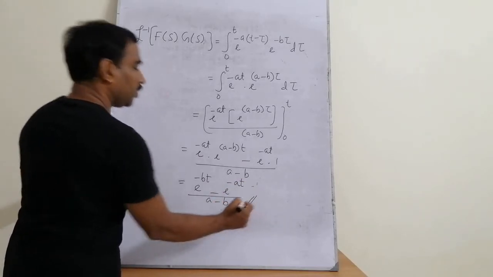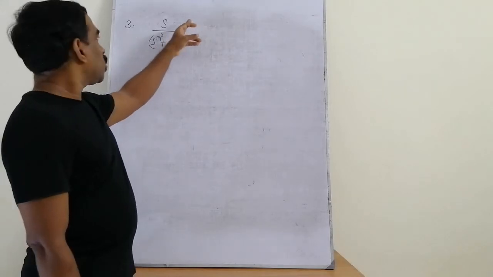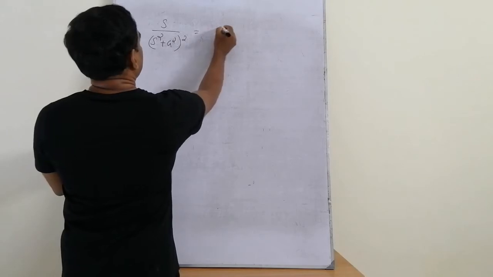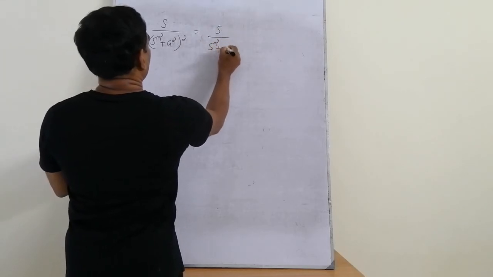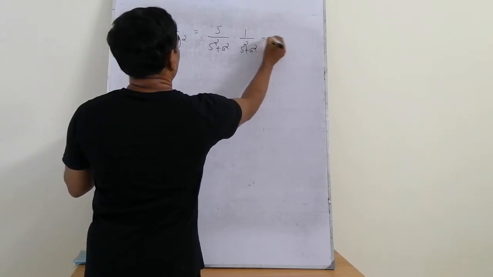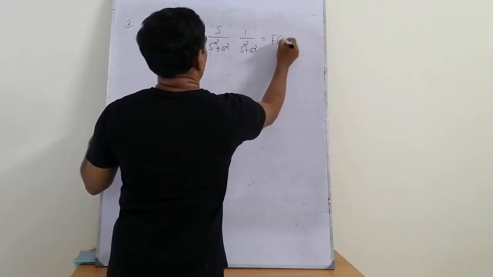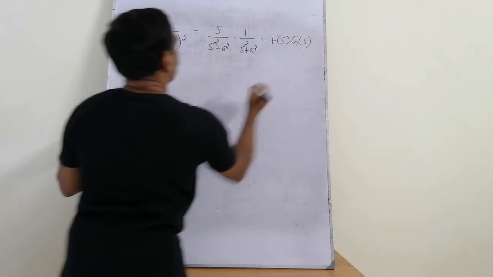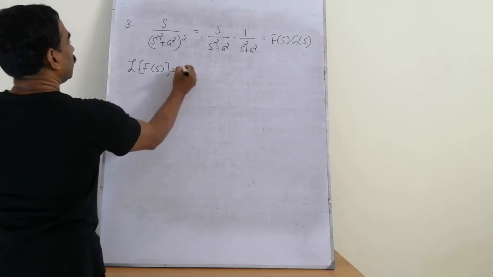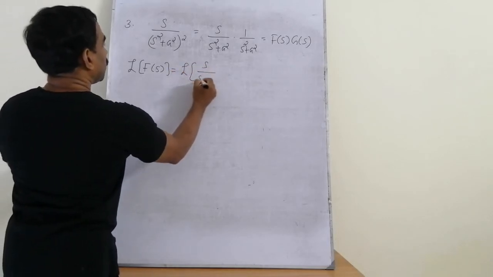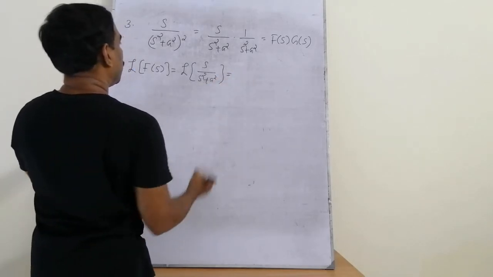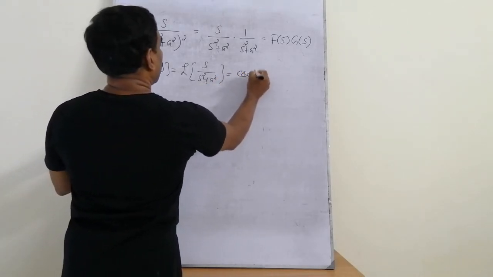Another question: find the inverse Laplace transform of s by (s square plus a square) the whole square. We can split this as s by (s square plus a square) into 1 by (s square plus a square). This is of the form F(s) into G(s), with the Laplace transform of the first expression, F(s), equal to L of s by (s square plus a square). And what is this Laplace transform? Its Laplace transform is cos at.